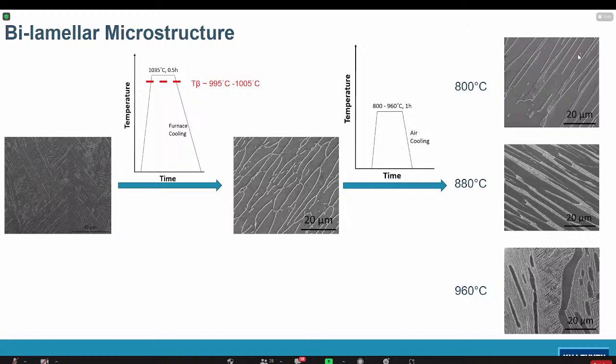Okay, and did you at all measure the prior beta grain structure before and after your heat treatment?